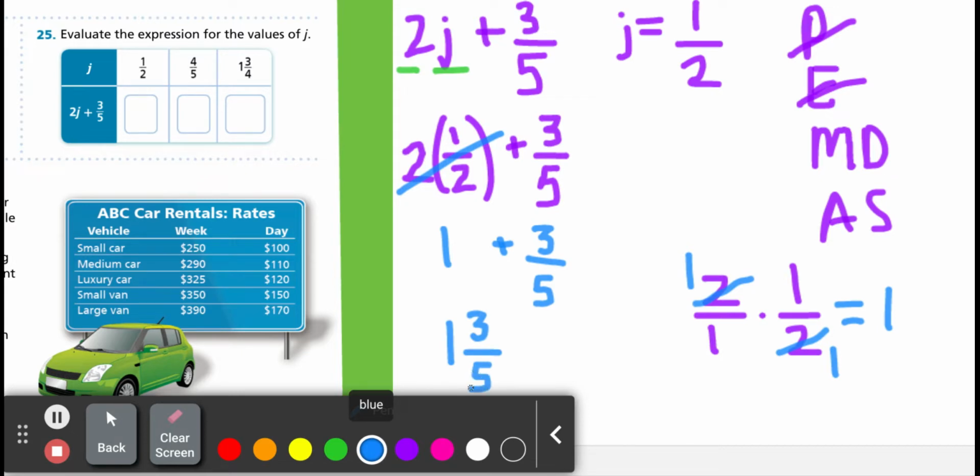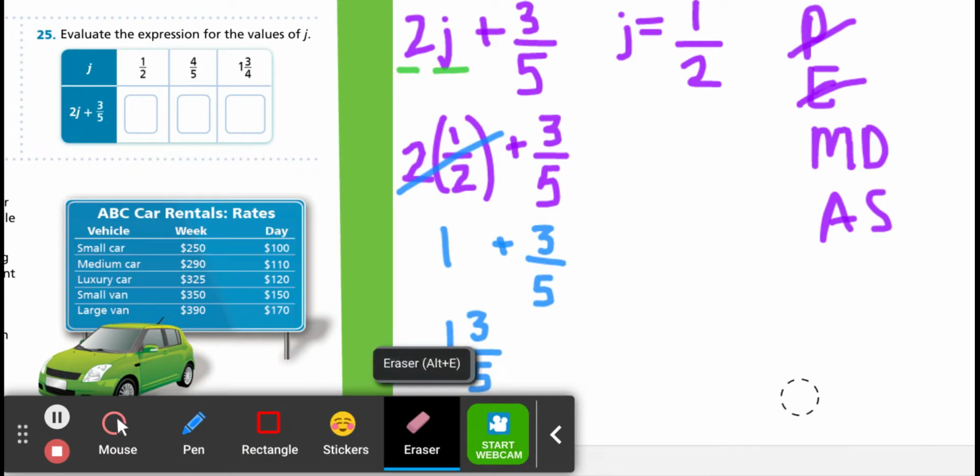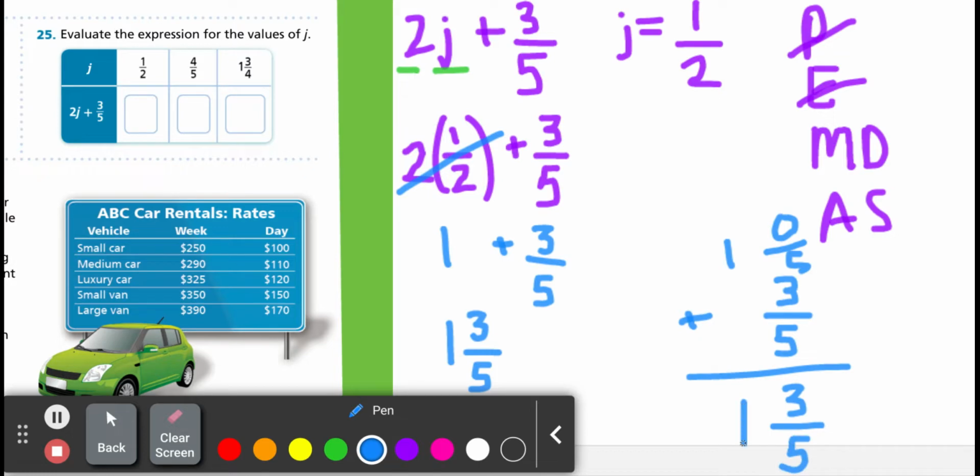Okay? But also remember that when you add and subtract fractions, if that wasn't a simple addition for us, we would line it up vertically. 1 plus 3/5. Well, over here we have no fraction, we have 0/5. So we would have 3/5 and 1. So when j equals 1/2, and we evaluated the expression, we got 1 3/5.